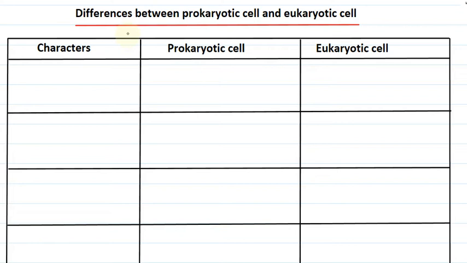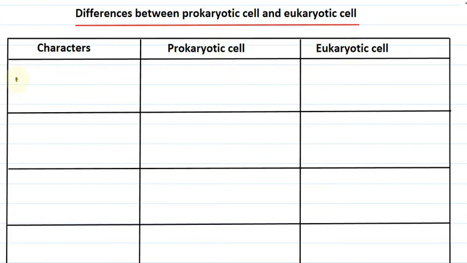The topic for today's video is differences between prokaryotic cell and eukaryotic cell. So in our previous videos we had learnt about prokaryotic cell. We saw different parts of this cell and their functions. Similarly, we had also learnt about eukaryotic cells, their different parts or structures and their functions. So today we will be differentiating prokaryotic cells from eukaryotic cell.